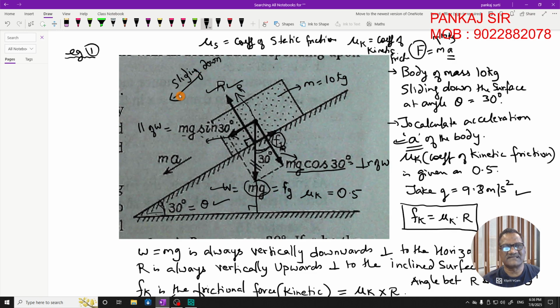Now the block is sliding downward, so your Fk will be in the opposite direction, in the upward direction. This is your Fk. And this Fk is always equal to mu k times the reaction force. So you will need this Fk value. It is not given to you, so you will have to find out the Fk value. Mu k value is given to you.